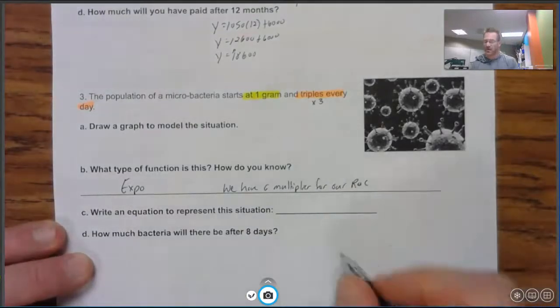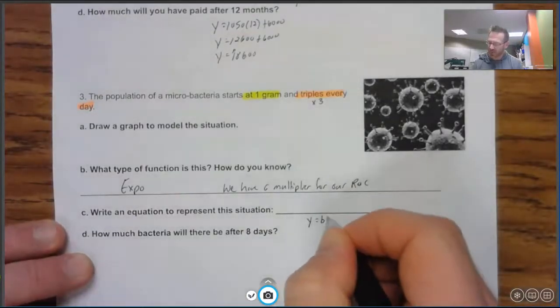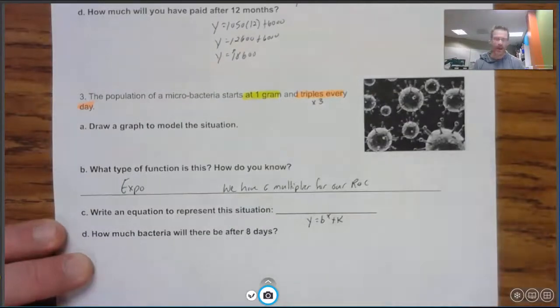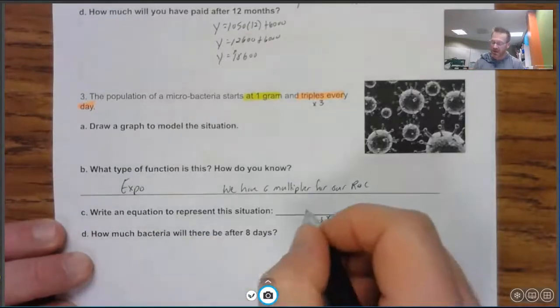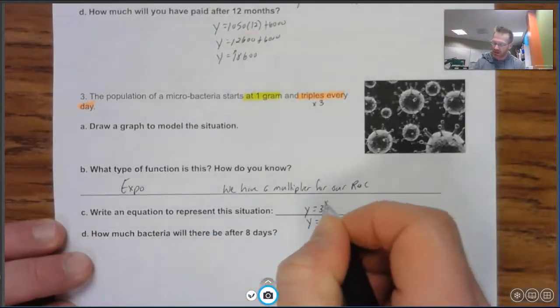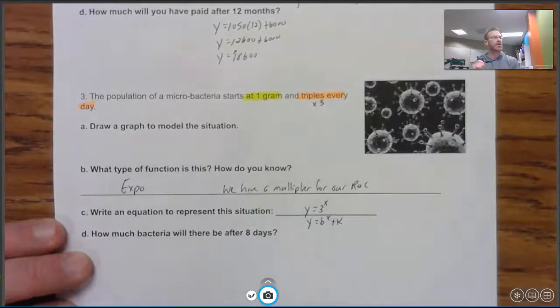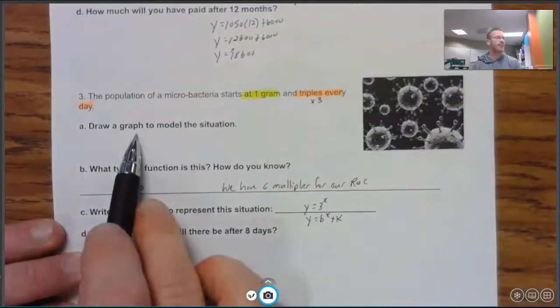Now, let's talk about the equation. So y equals b to the x plus k. Since it triples every day, we know b is 3. So that's going to be 3 to the x. Now, the trick to this is figuring out what your k value would be. And this is where the graph will help you.